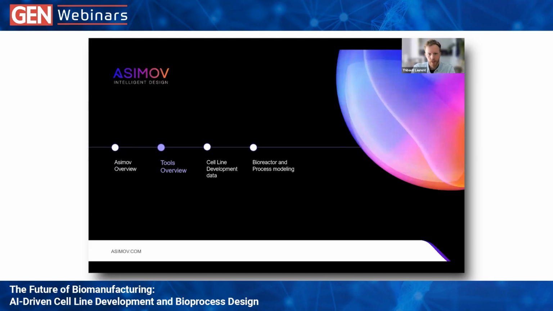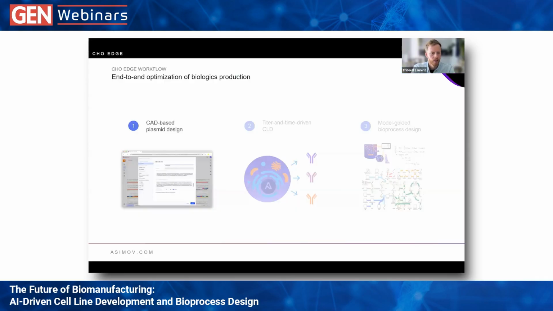Moving to the next section, I would like to give you an overview of the tools and models developed by Asimov to support every step of genetic designs. Focusing on our CHO Edge system, we develop an end-to-end optimization of biologic production from genetic design to bioprocess performance, including the cell line development part. Starting with our CAD software Kernel, which optimizes and automates the design of expression vectors based on the molecule to express.